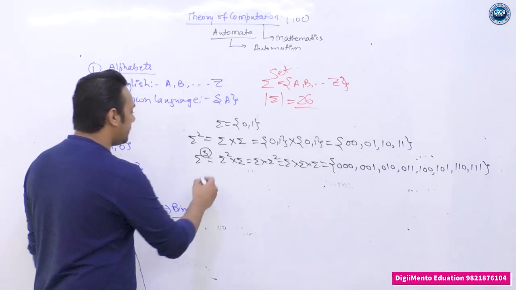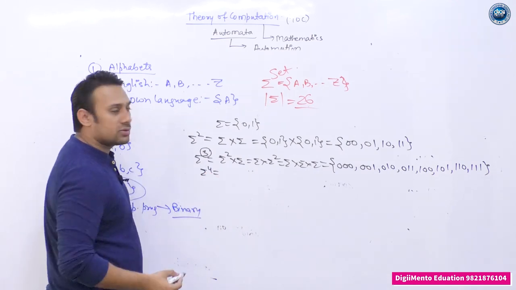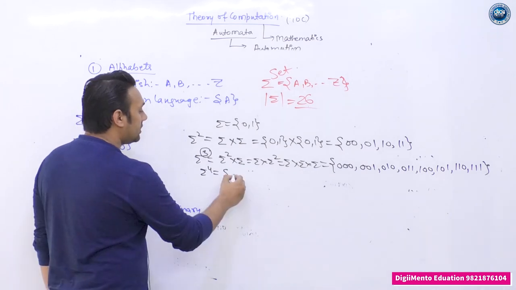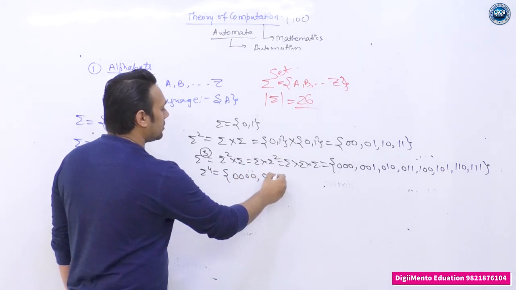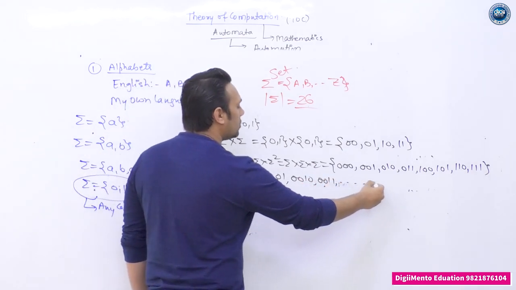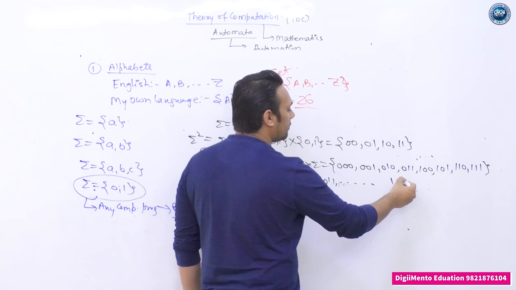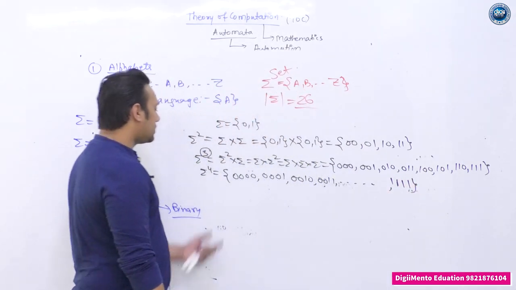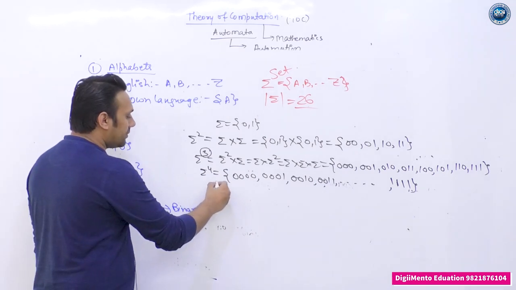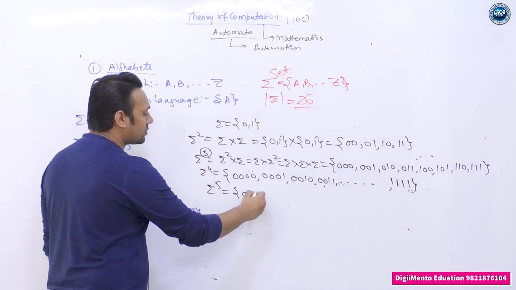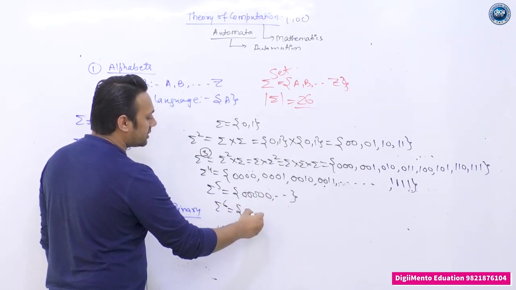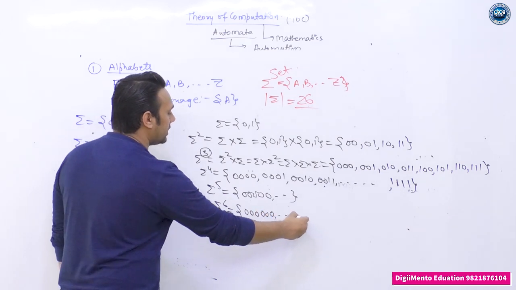Now if I say we have summation raised to power 4, so summation raised to power 4 is going to be set of all possible strings whose length is 4, which can be 0,0,0,0, 0,0,0,1, 0,0,1,0, 0,0,1,1 and so on, and the last will be 1,1,1,1. So this is a set of all possible strings whose length is 4. In the same way, I can say summation raised to power 5, set of all possible strings whose length is 5. Summation raised to power 6, set of all possible strings whose length is 6 and so on.